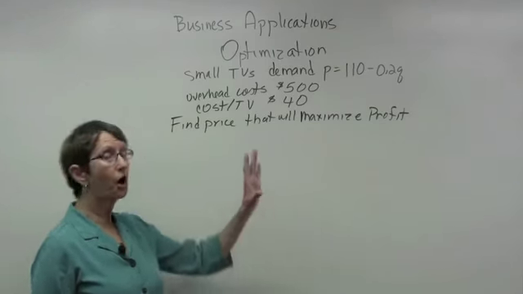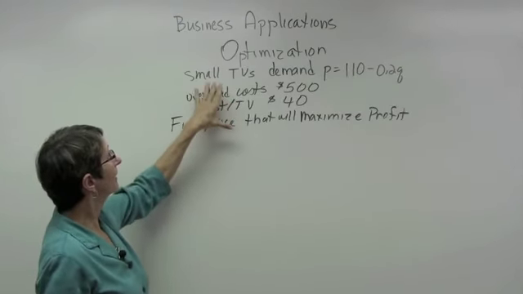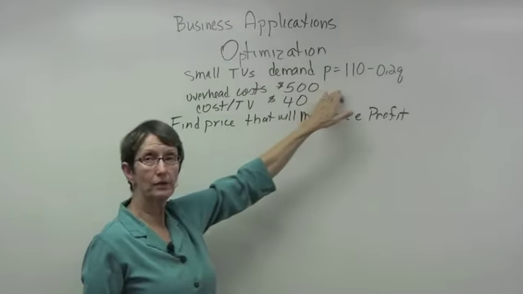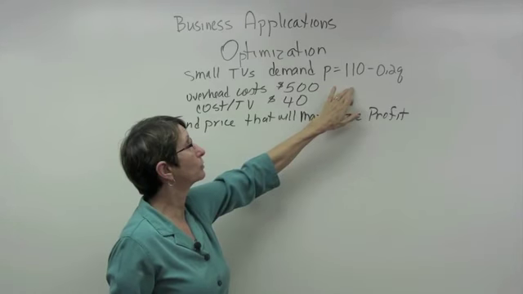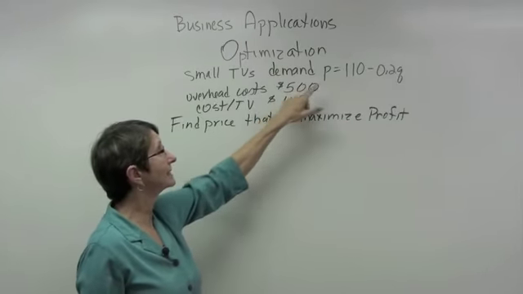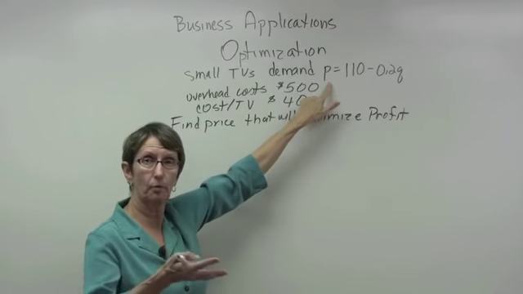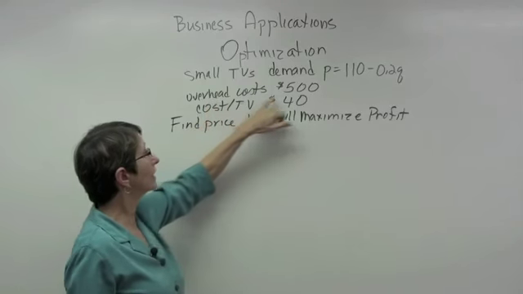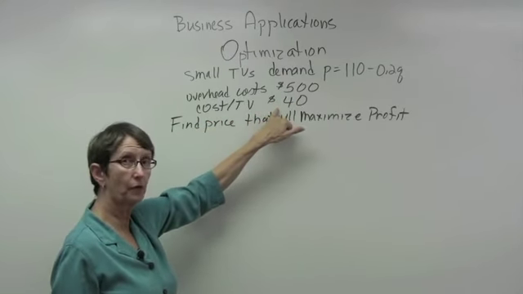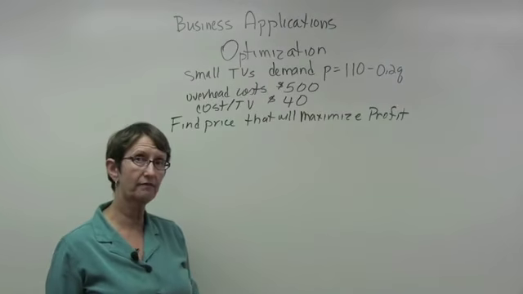The problem that you saw, always take out the pieces that you have to work with. So we found out it was about small televisions. The demand equation is P equals 110 minus 0.2 Q. So this says, depending on the quantity sold, that's the price that people will pay for it. Overhead costs are $500. The cost for each TV is $40. And the question said, find the price that will maximize profit.